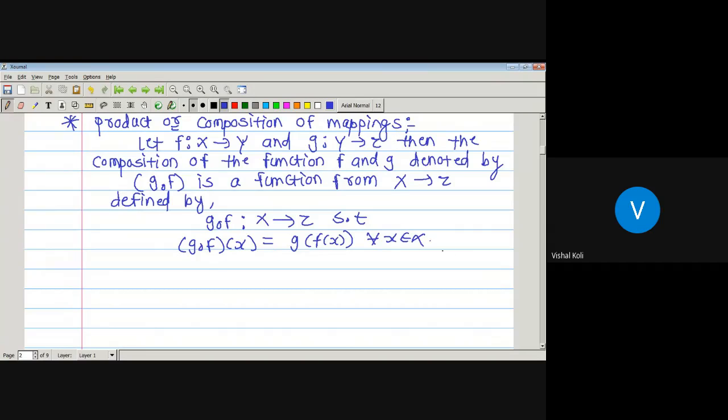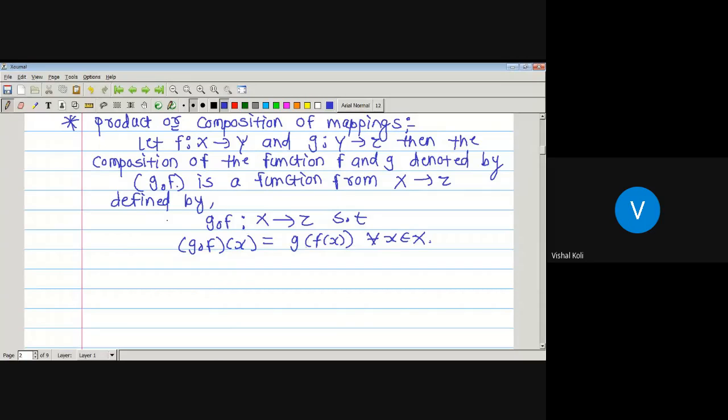Okay, so here we have to define the composite or product of two mappings. For that we have considered two mappings f and g, where f is a function from X to Y and g is a function from Y to Z. Then the composition of the functions f and g, denoted by g composite f, is a function from X to Z defined by g composite f of x equal to g of f of x for all x belonging to X.